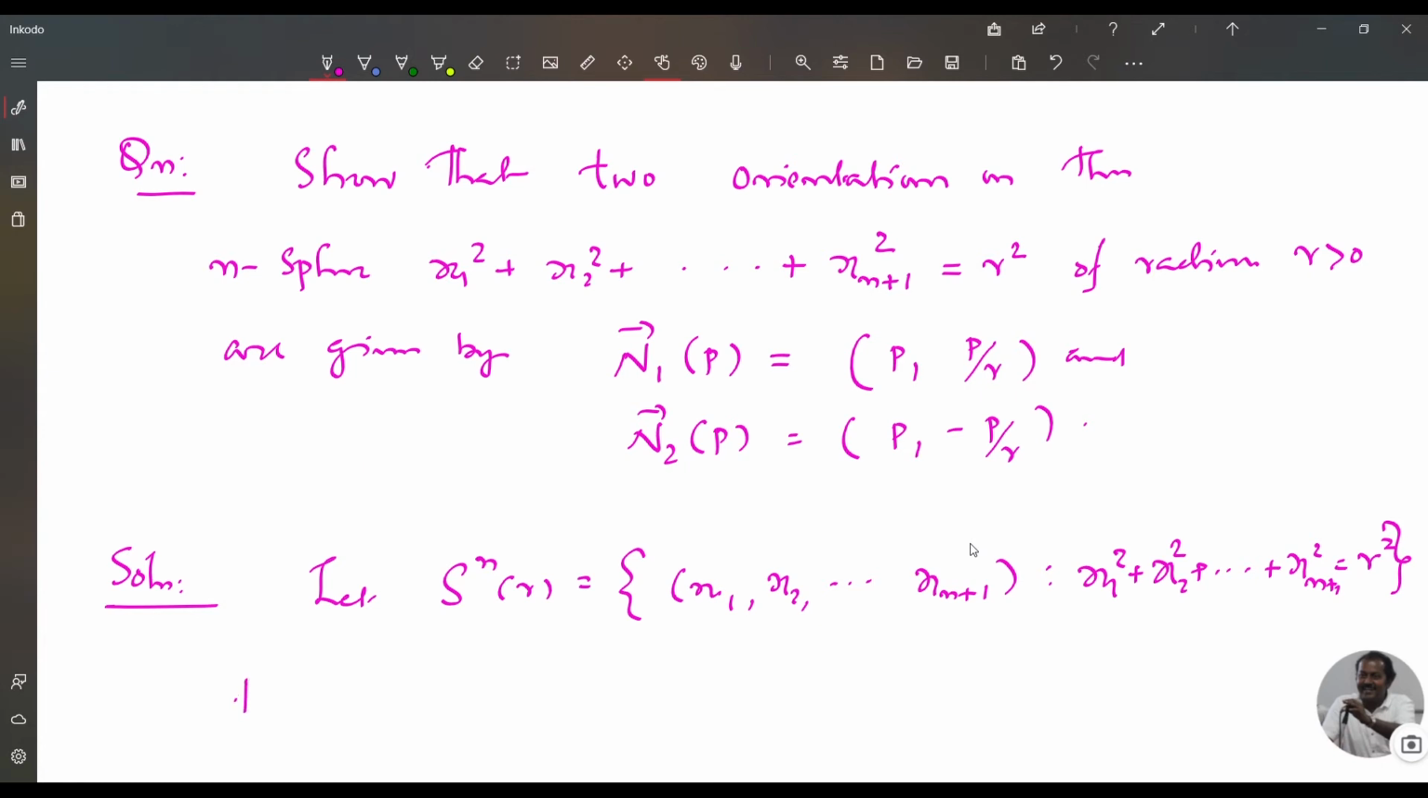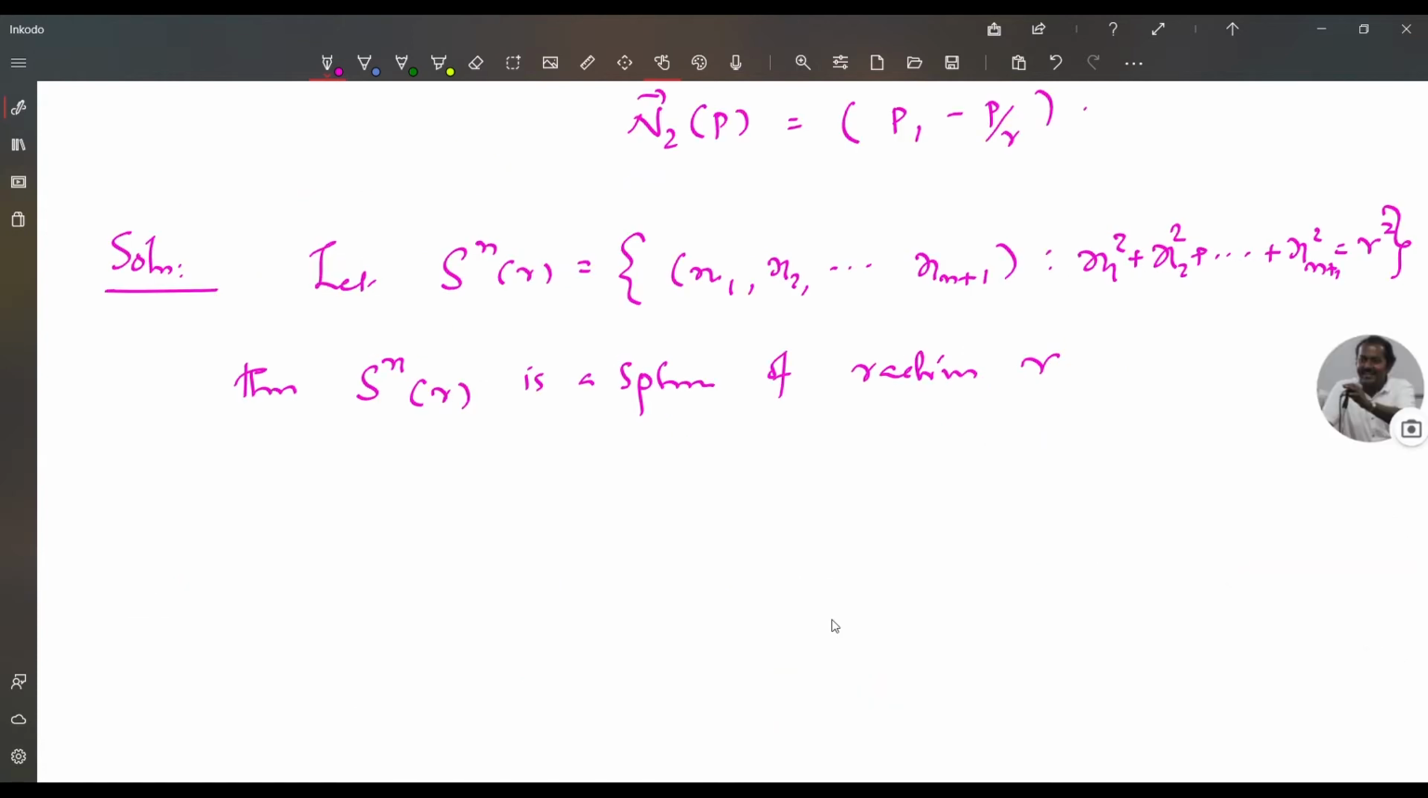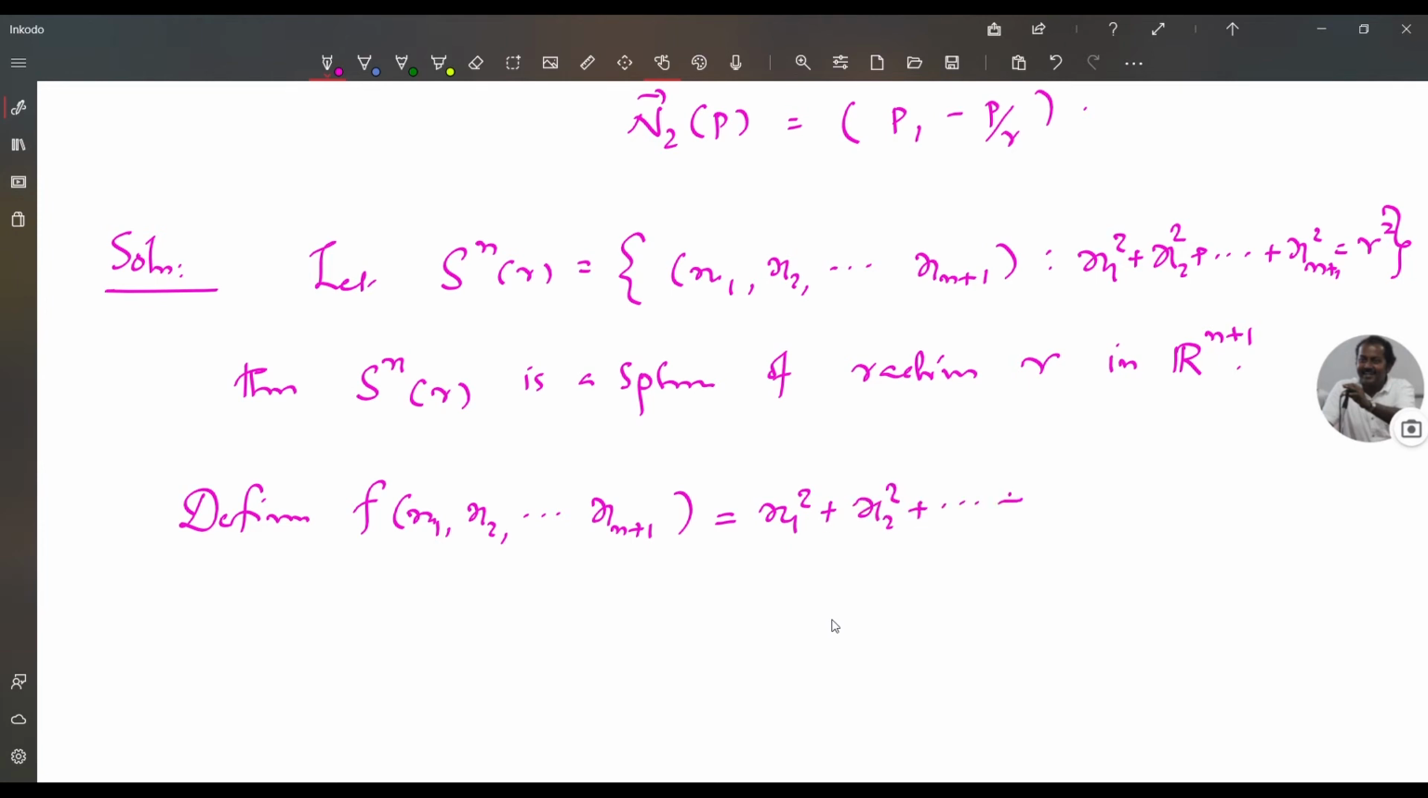Then Sn of r is a sphere of radius r in R^(n+1). Define f of x1, x2, etc., xn+1 equal to x1 square plus x2 square plus etc. plus xn+1 square. Then Sn of r is f inverse of r square.